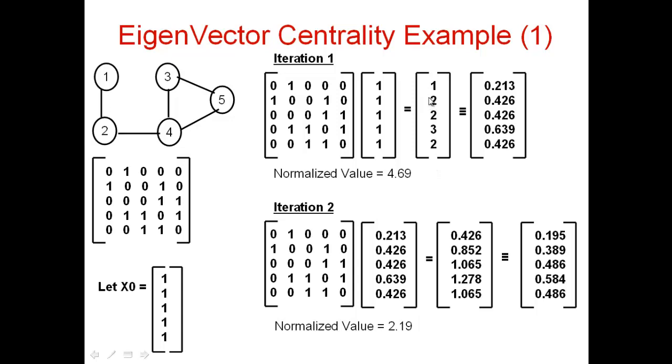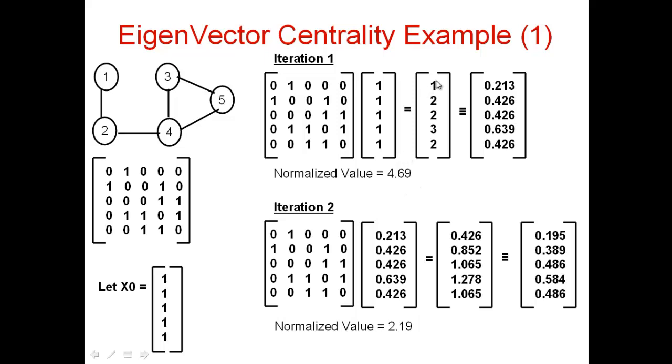So for normalization, find the square root of the sum of the squares of the entries here. So it's 1 square plus 2 square, which is 5, plus 2 square, that is 9, plus 3 square, that is 18, plus 2 square, that is 22. So square root of 22 is 4.69. So that's the normalized value.